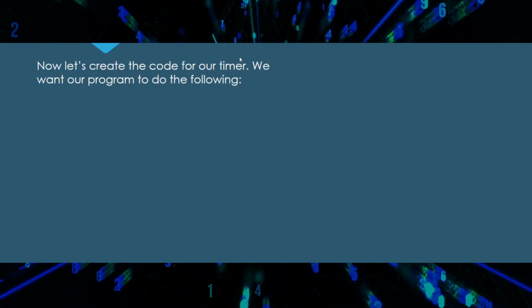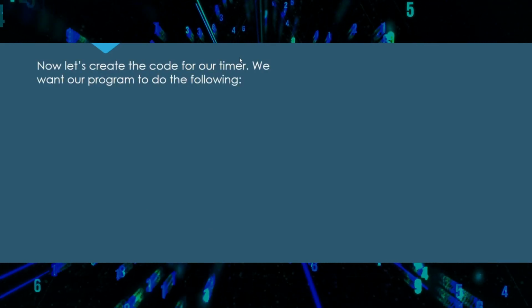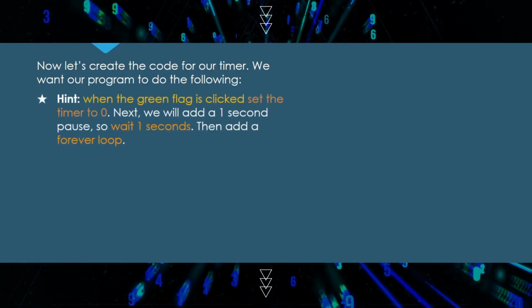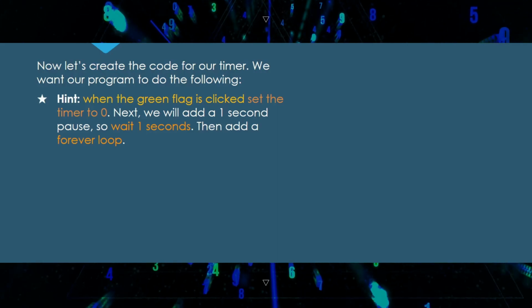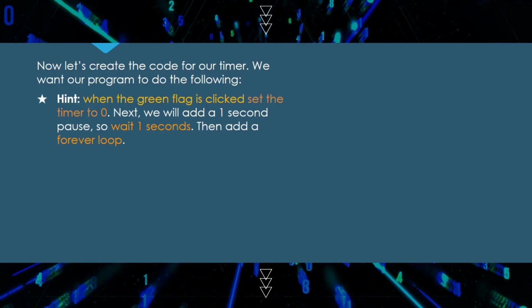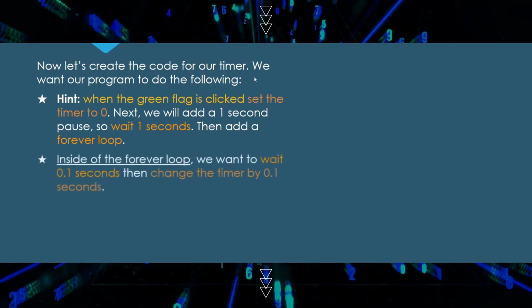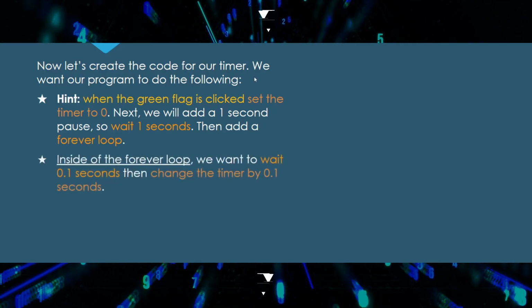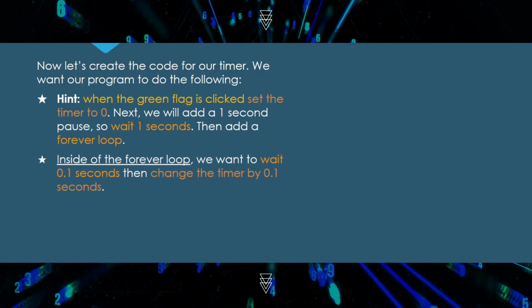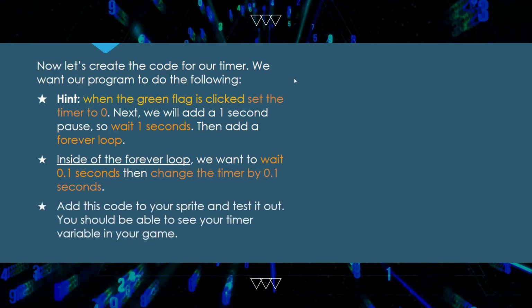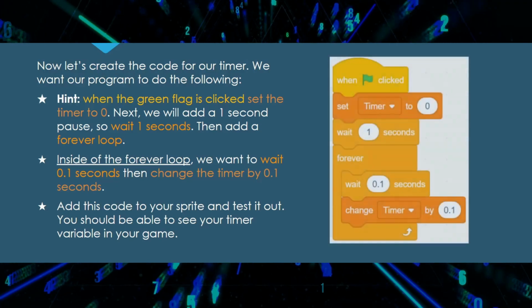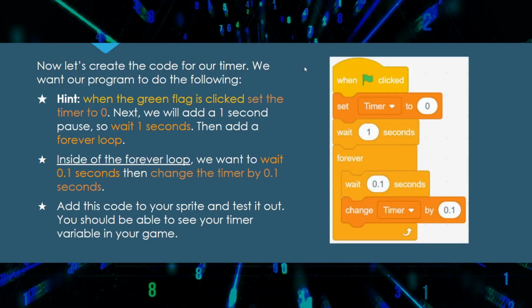Now let's create the code for our timer. We want our program to do the following. Here's a hint. When the green flag is clicked, we will set the timer to 0. Next, we will add a 1 second pause. So wait 1 second. Then add a forever loop. Inside the forever loop, we want to wait 0.1 seconds, then change the timer by 0.1. So add this code to your sprite and test it out. You should see your timer variable in your game.